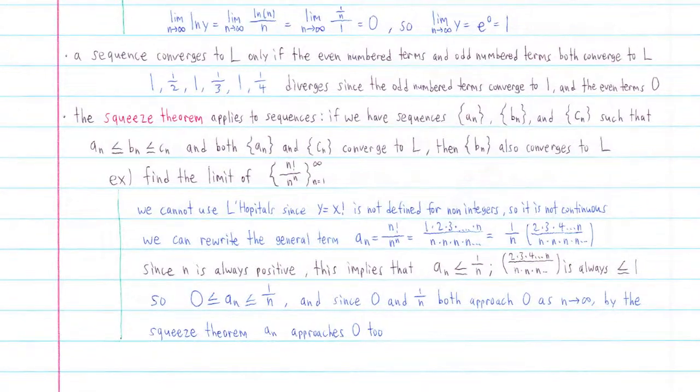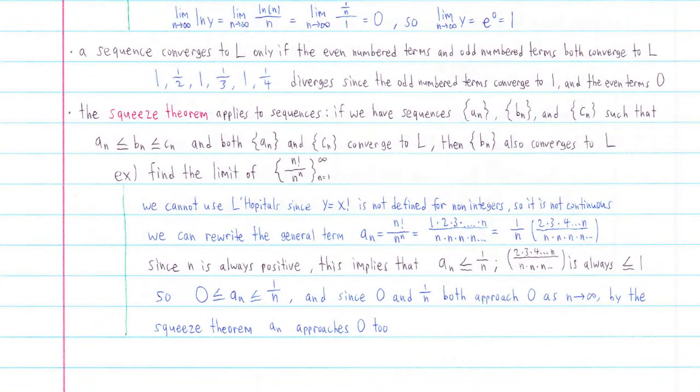And then last we have the squeeze theorem. So the squeeze theorem for regular limits also applies to the limits of sequences. So just like the regular squeeze theorem, if we have 3 sequences and one of them is always in between the other 2, and then the lower and upper sequences both converge to the same limit, then the middle sequence also converges to that limit.